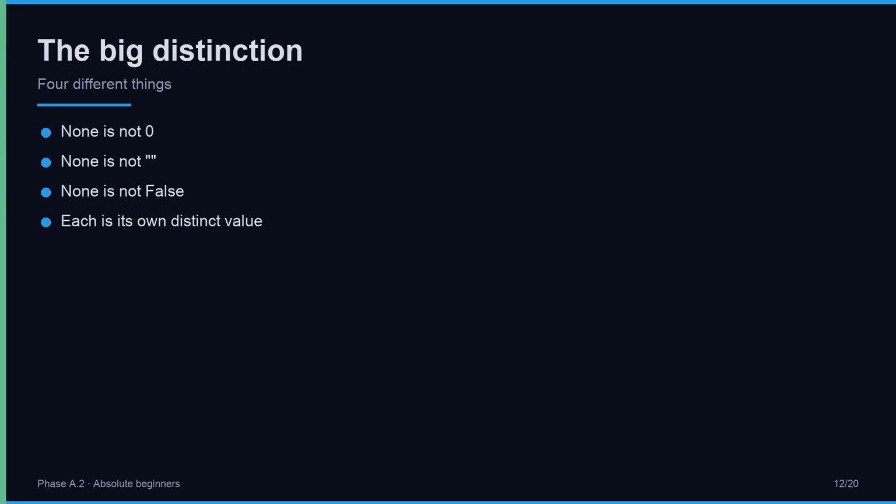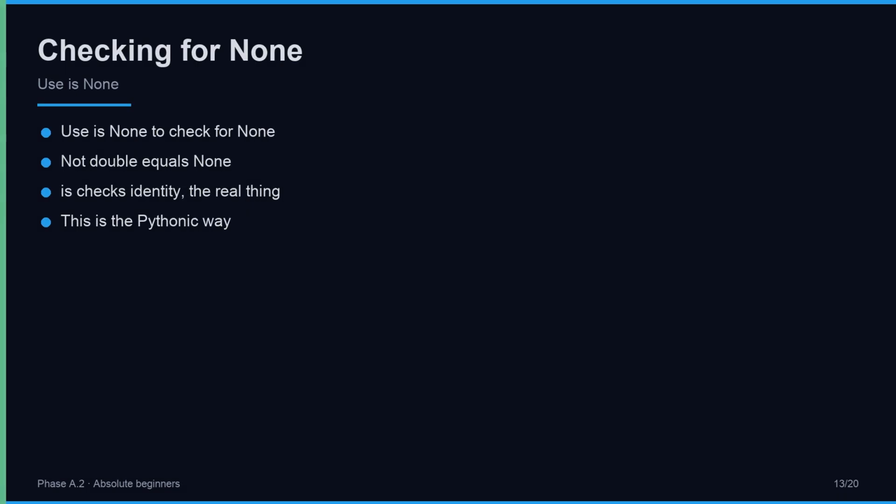Let us gather the three distinctions together, because this is the heart of the lesson. None is not 0, 0 is a number and none is no number. None is not an empty string, a string is text and none is no text. None is not false, false is a Boolean answer and none is no answer at all. Four completely different things, each with its own type and its own meaning. Mixing them up is one of the most common sources of beginner bugs, so drill this distinction until it is automatic. Four distinct things.